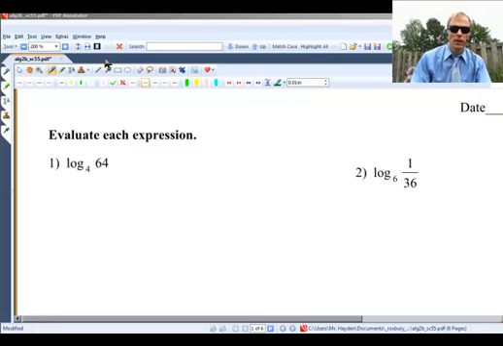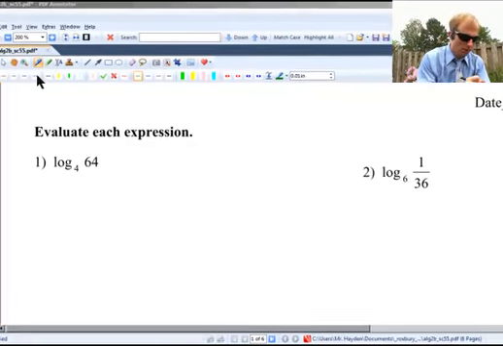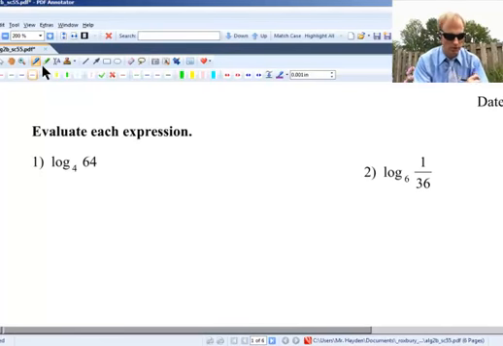Hi there, in this screencast I'm going to solve some of the problems you might see on tomorrow's quiz on logs. In the first problem, I'm asked to find log 64 base 4. Well, that's simply the exponent that when applied to 4 results in 64. I happen to know that 64 is 4 to the third power, so that means the log of 64 is going to be 3.